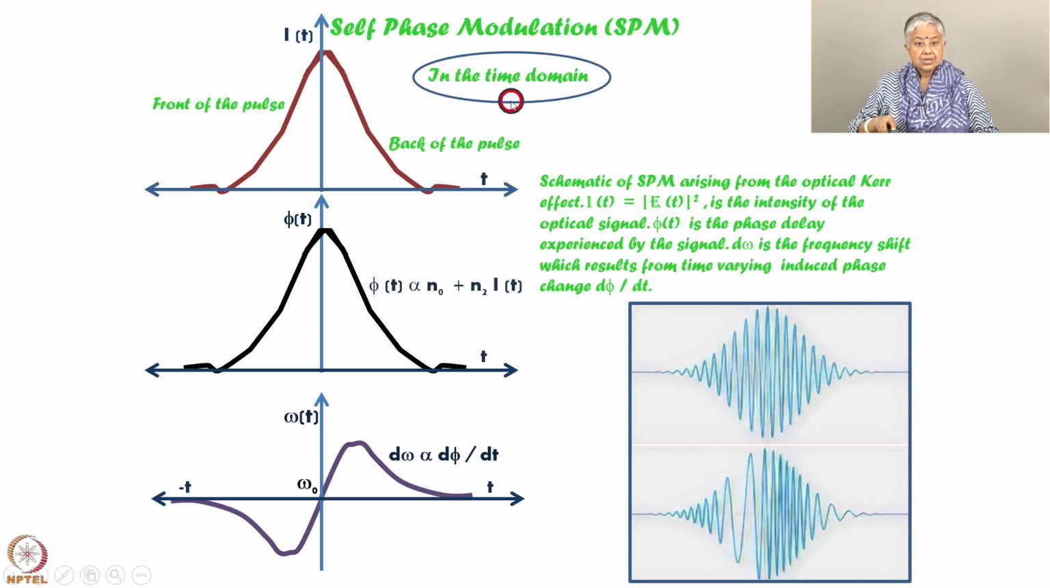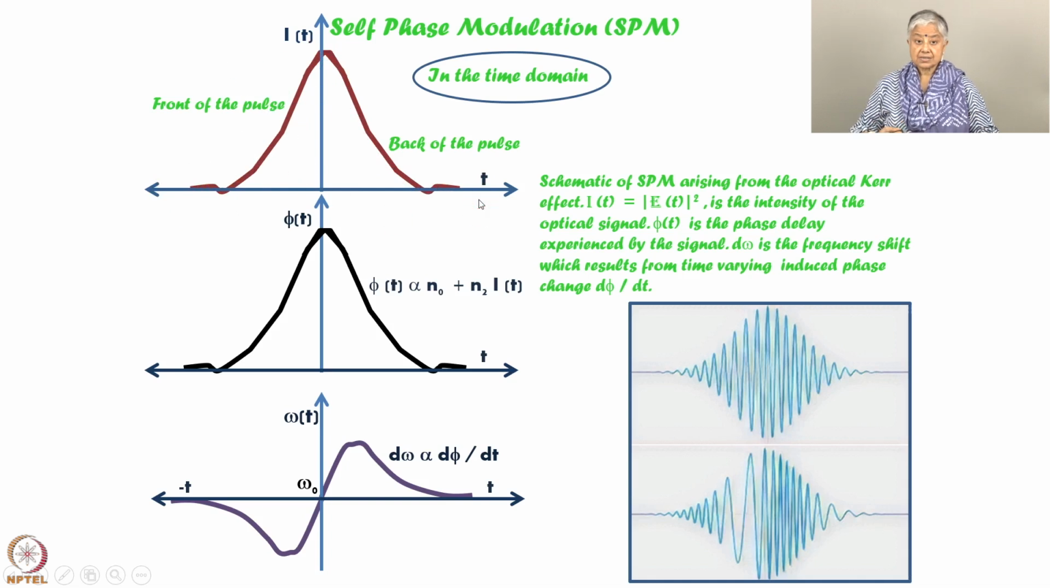So here I have this, and this is in the time domain. This is the front of the pulse and this is the back of the pulse, in time, all in time. No space here, I have not shown anything space. And the intensity follows somewhat of a Gaussian curve. This is the intensity I(t). This is increasing intensity, the front of the pulse, this is decreasing intensity, which is the back of the pulse, and this is time t.